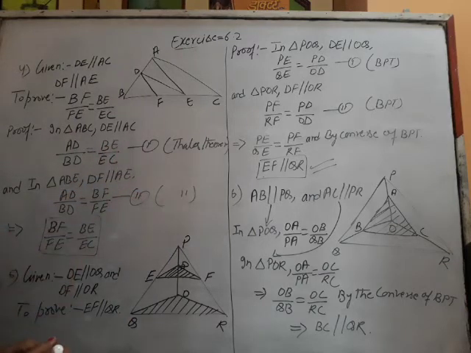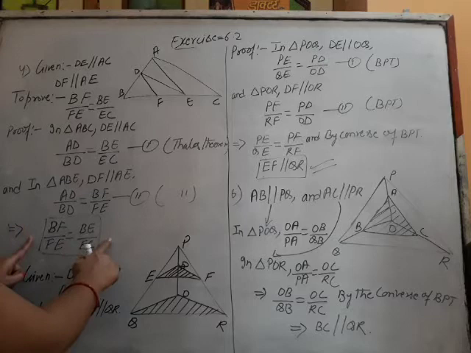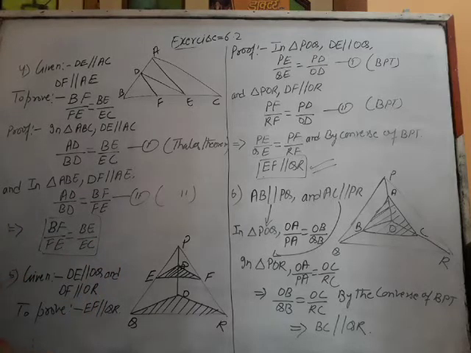Okay, now when we compare the two equations, we come to the result that BF upon FE is equal to BE upon EC. So this is the result we need in the question. Okay. Now let us have the next question.